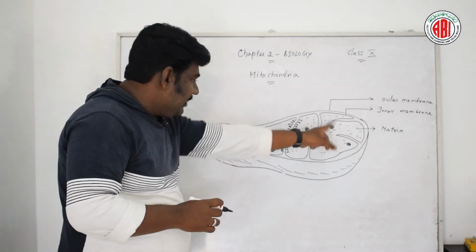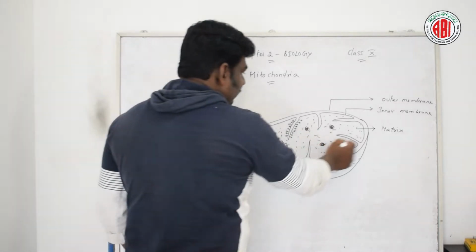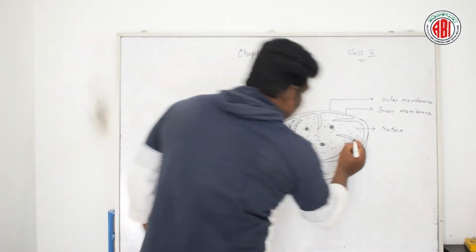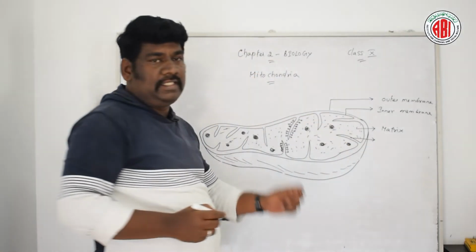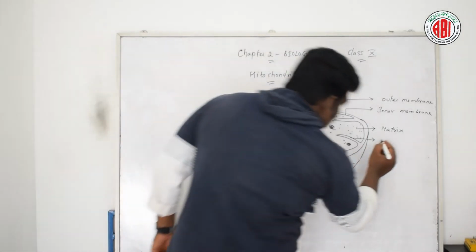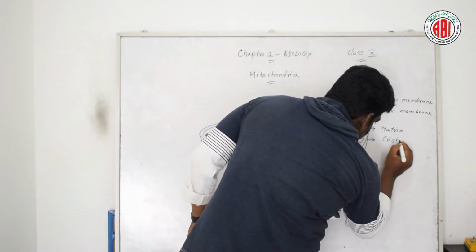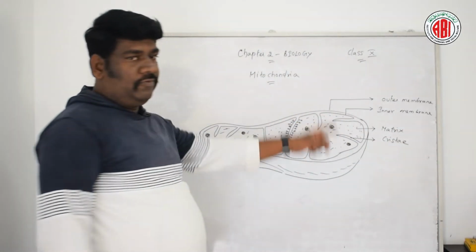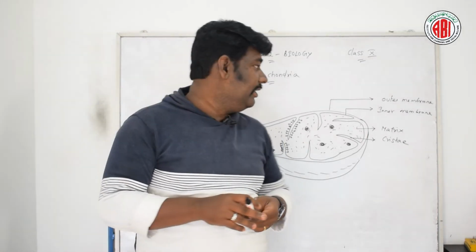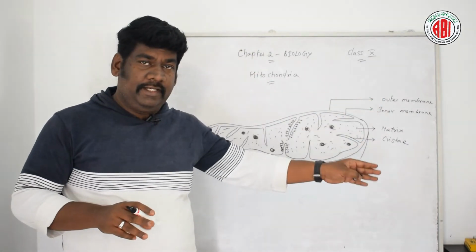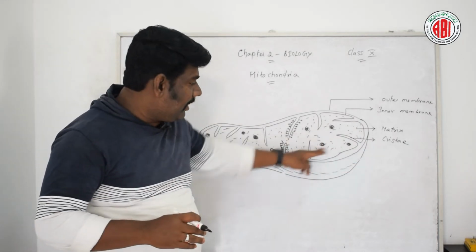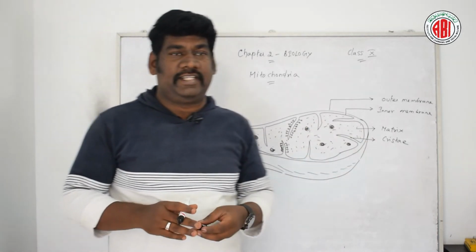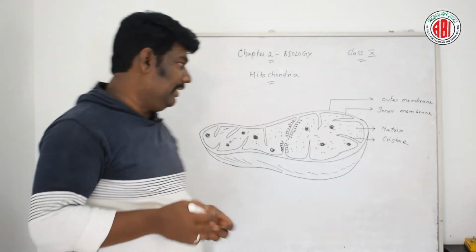Now the finger like structures are there inside. These finger like structures are called cristae. So four labelings are done: outer membrane, inner membrane, the finger like structure called cristae, and the rest of the part, which is called matrix. So it is very simple to mention the labeling.